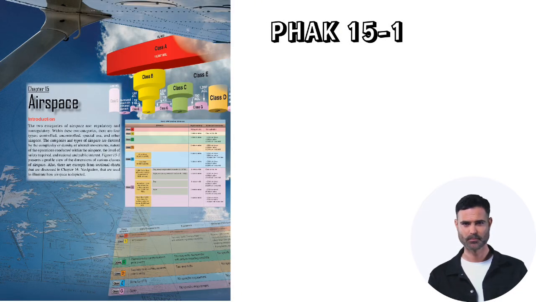Chapter 15. Airspace Introduction. The two categories of airspace are regulatory and non-regulatory. Within these two categories, there are four types: controlled, uncontrolled, special use, and other airspace. The categories and types of airspace are dictated by the complexity or density of aircraft movements, nature of the operations conducted within the airspace, the level of safety required, and national and public interest.